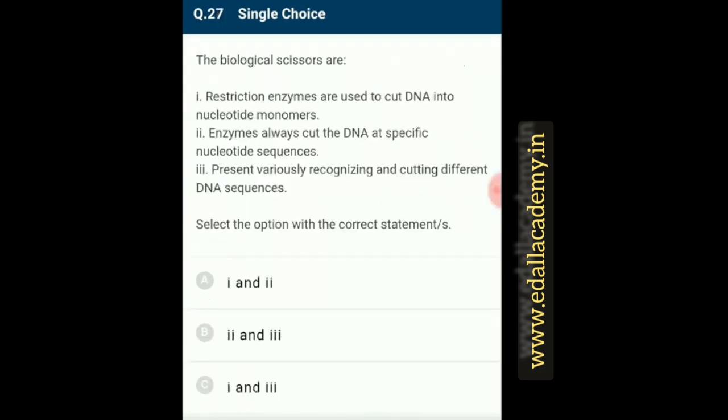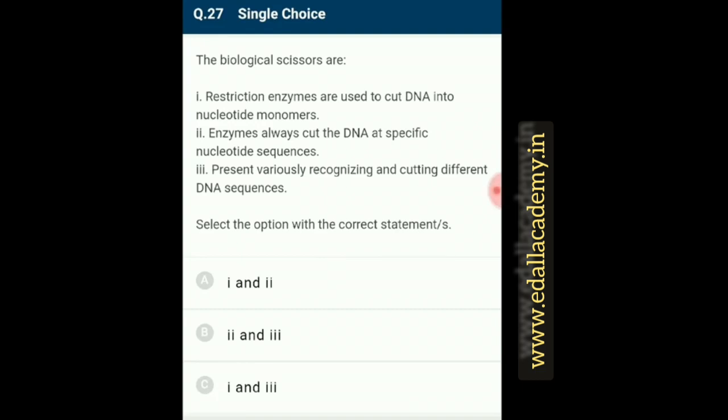Question number 27. The biological scissors are. Here there are 3 statements given. From that, select the option with correct statement. Enzymes are majorly made of proteins which act as catalysts in increasing the reaction rate and producing products faster. There are huge varieties of enzymes specific for their particular substrate and they are categorized as per their activity. The enzyme group that breaks nucleic acid or long chain polynucleotide is called nucleases. Depending on where they make the break in the chain, there are 2 categories: exonucleases which break nucleotides at the terminal part of the chain and endonucleases which make the break within the chain.